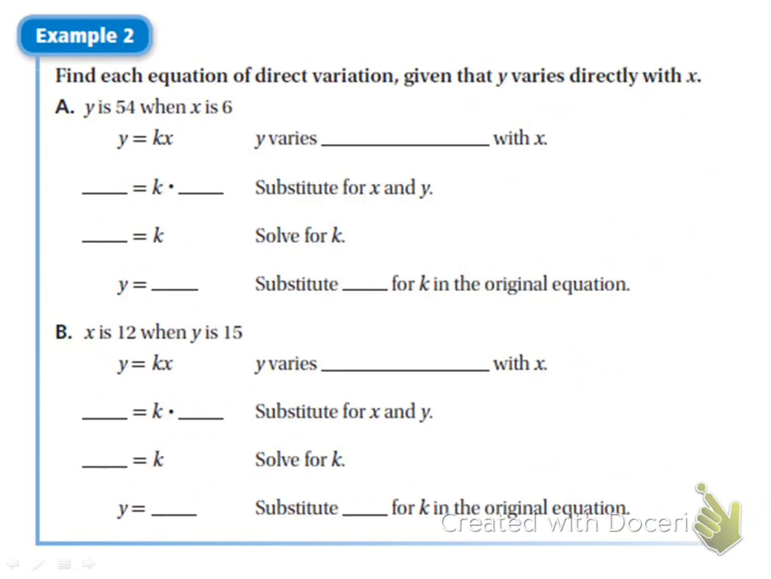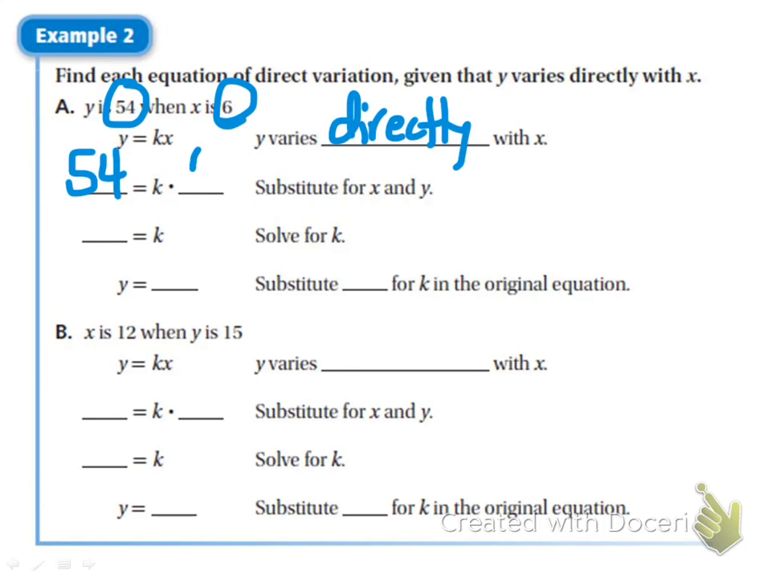Example 2, find each equation of direct variation given that y varies directly with x. So we're going to write an equation. Y varies directly with x. So when y is 54, they told us up here x is 6. So I substitute in my x and my y. Now I'm going to solve for k. So to solve for k, I have to do the opposite. So the opposite of times 6 is dividing by 6. So 54 divided by 6 is 9. So 9 is my k.